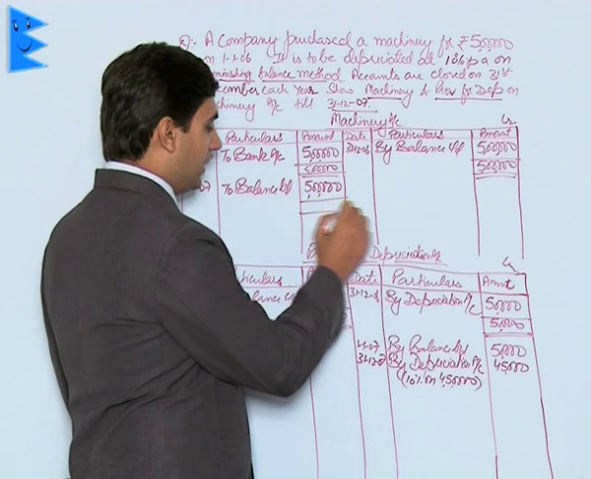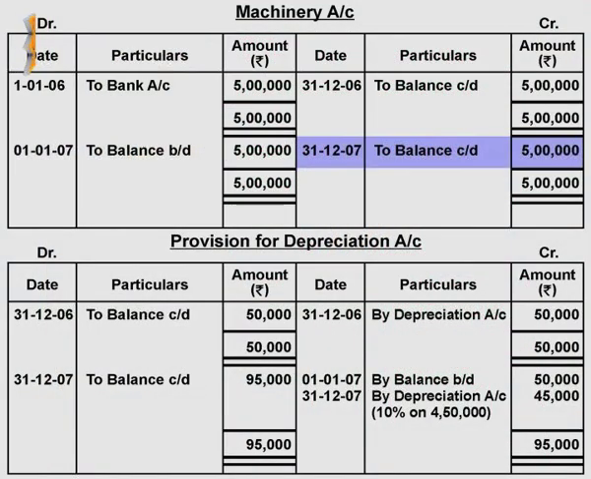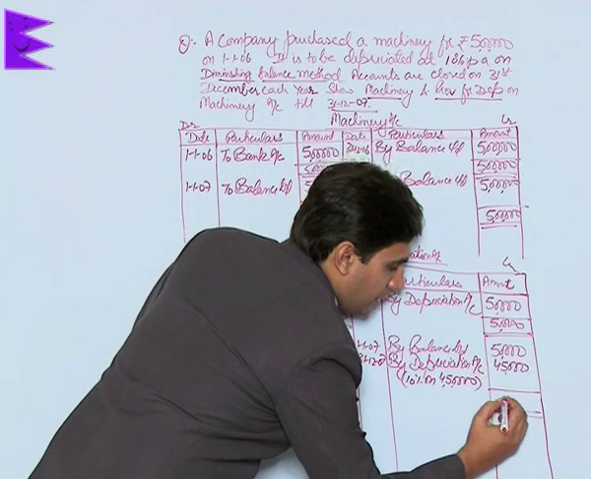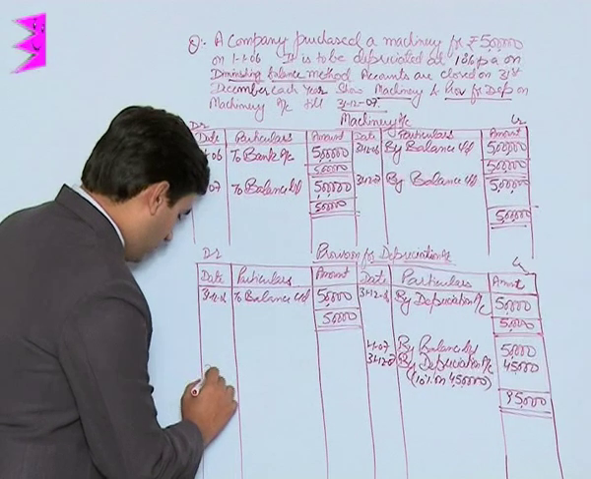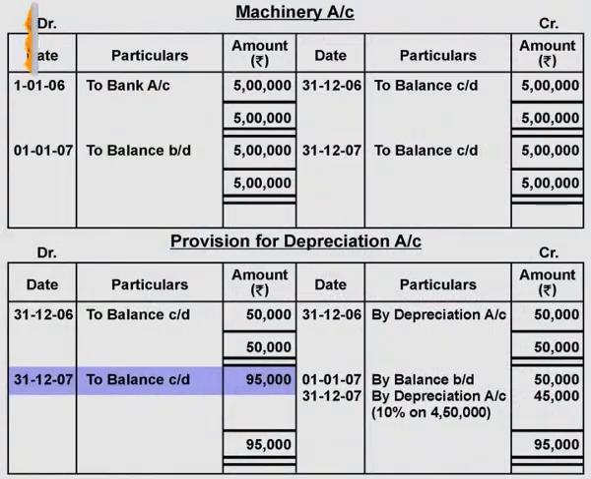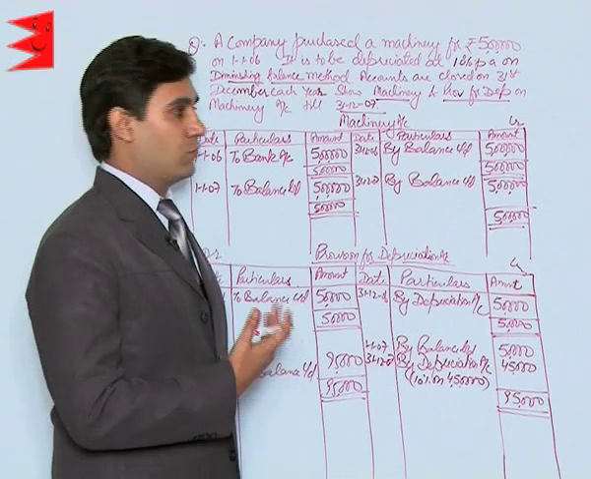Again this is the last date of the year. Let us find the closing balances. 31/12/2007, the balance of the machinery account comes to 5 lakh only. For provision for depreciation account, the total is 95,000 on the credit side. So the balance at the end of the year would be to balance carried down 95,000, and these balances can be brought down on the first date of the next year, and if required the accounts can be carried forward.